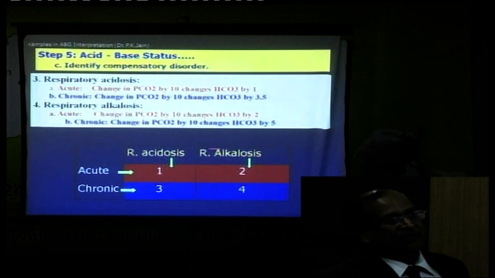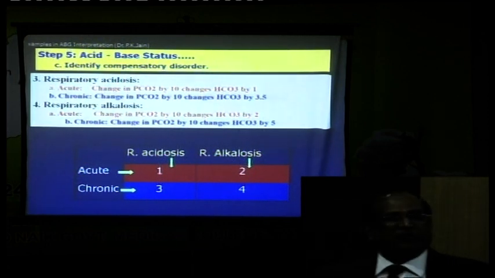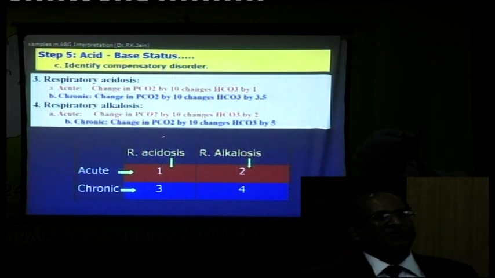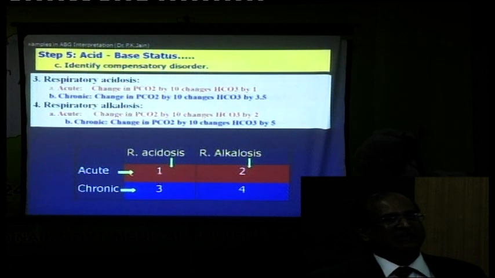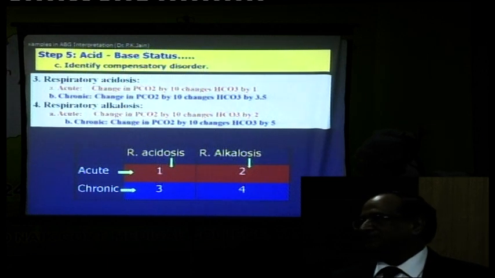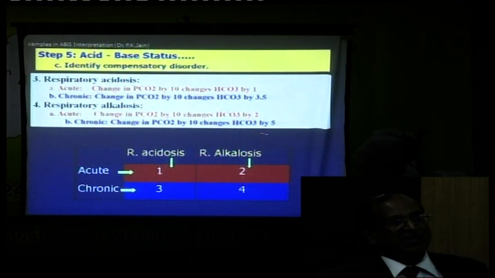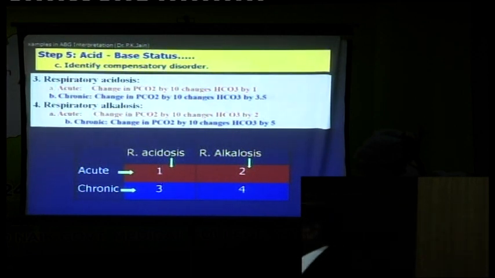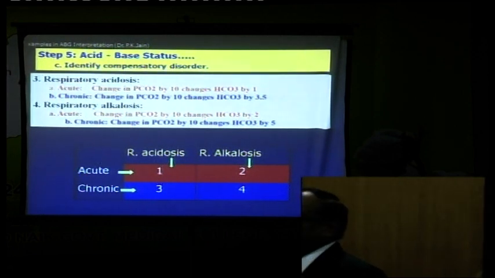acidosis, alkalosis on above, acute chronic on the side, write 1, 2, 3, 4. What it means is in respiratory acidosis, an increase in PCO2 by 10 will cause an increase in the bicarbonate by 1. Respiratory alkalosis, fall by 10 will cause a fall by 2. In chronic, instead of 1 it will become 3 and here it will become 4. Have you understood this? I will repeat this.